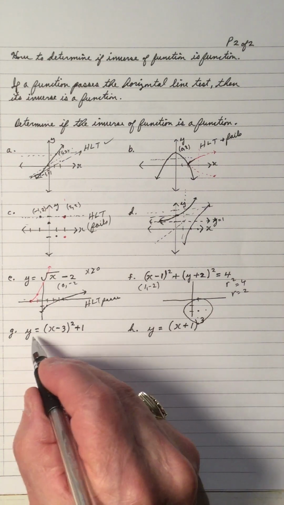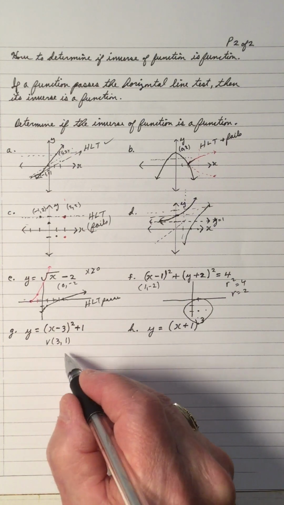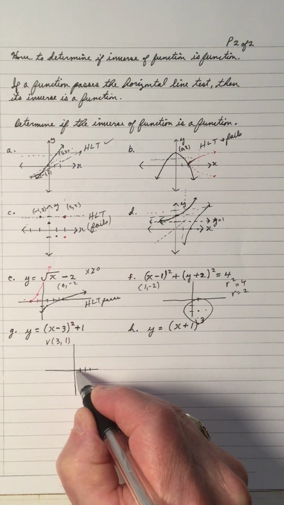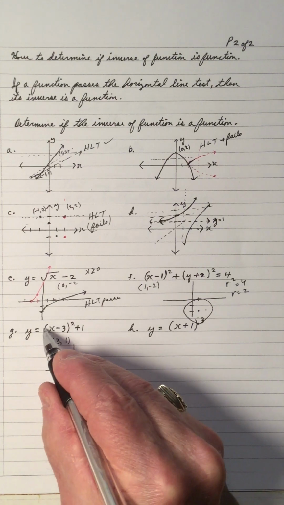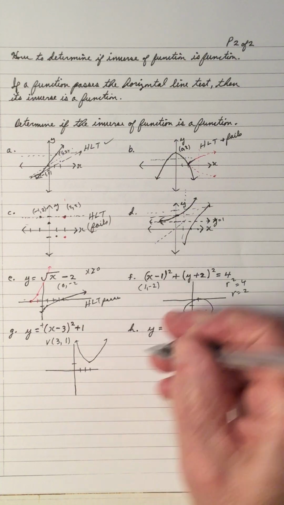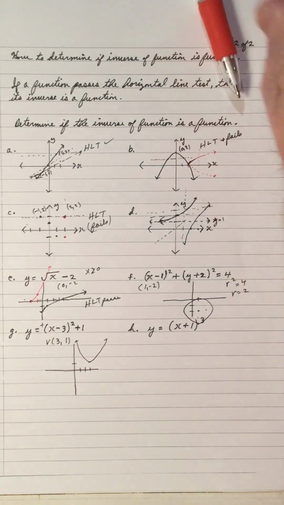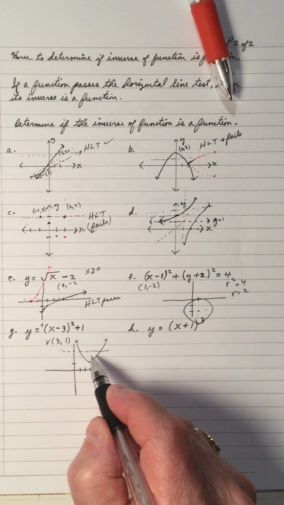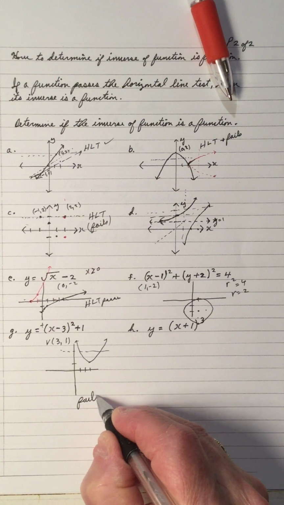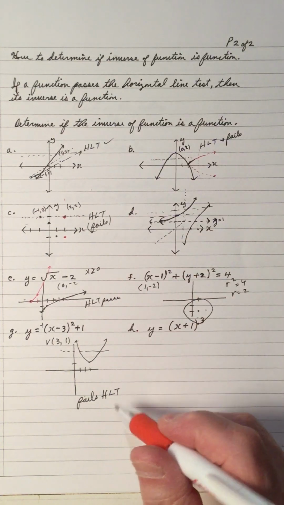And we have a parabola here. The vertex of this parabola, x is 3, y is 1, right here. The parabola is positive, so it's opening up like this. So there's the graph of that. If I draw a horizontal line, the horizontal line passes through 2 points, so it fails. It fails the horizontal line test, so therefore its inverse is not a function.